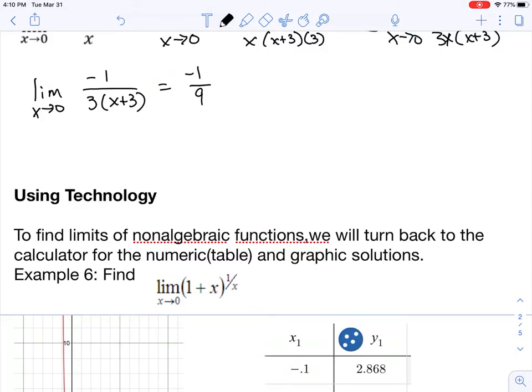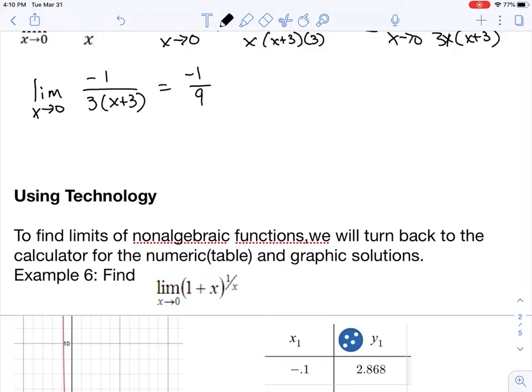If you have a function that you cannot use any of the algebraic techniques on that we've talked about, we can't factor it, it's not a square root where we can multiply it by its conjugate, then we have something that's not pretty. So we go back to a table. So here's one that's not pretty. The limit as x approaches 0 of 1 plus x raised to the 1 over x.